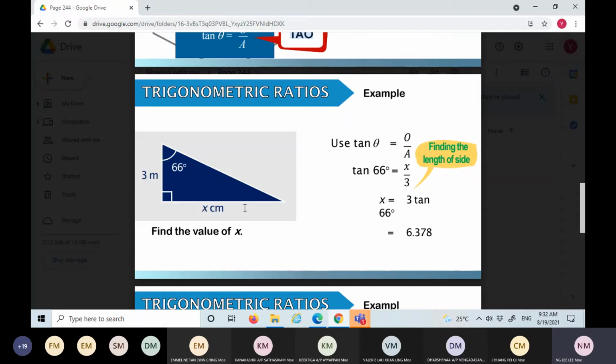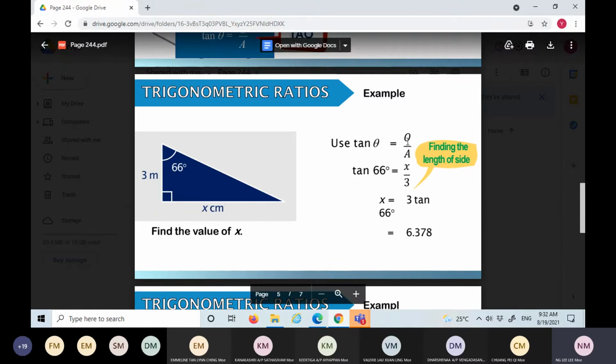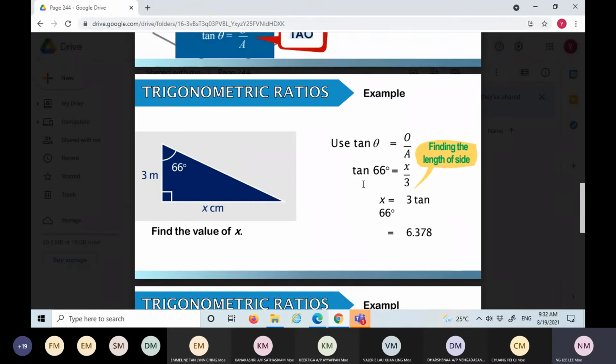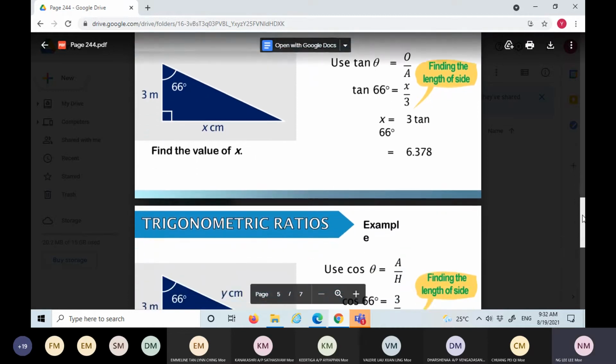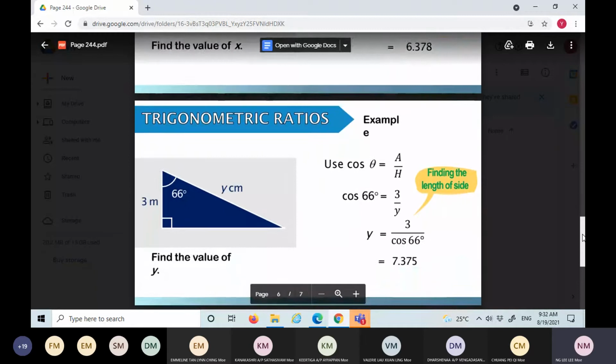So the trigonometric ratio which involves O and A is the tangent. So tangent theta is equal to O over A. Therefore tangent 66 is equal to x over 3. Then from here you can get the x. The 3 you bring to the other side, 3 times tangent 66 to get the x. These are all things you have learned during your lower form.